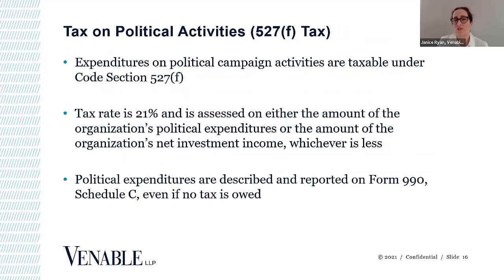Political activities expenditures are subject to tax under Section 527(f) of the code. The tax rate is currently 21%, and it's assessed on either the amount of the organization's political expenditures or the amount of the organization's net investment income, whichever is less. If your organization does not have any investment income, it will never owe tax on the expenditures that are incurred by a 501(c)(4) or (c)(6) for political campaign activities. If you do, then you will have to consider the 527(f) tax in connection with any expenditures that you make in a given year and pay that to the IRS.